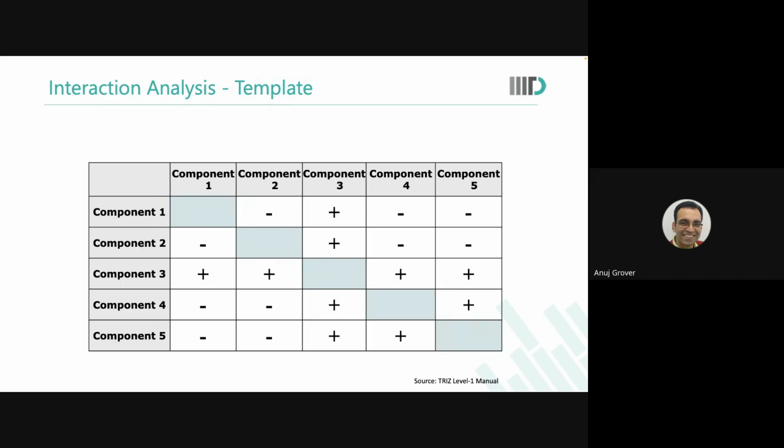Then, once you've done that, you do a sanity check. What is that sanity check? Now, this matrix should mirror along the diagonal. If A is touching B, then B is also touching A. So if I have put a minus here, then this minus should be here also. If I put a plus here, then this should be a plus also. Are you able to see this?